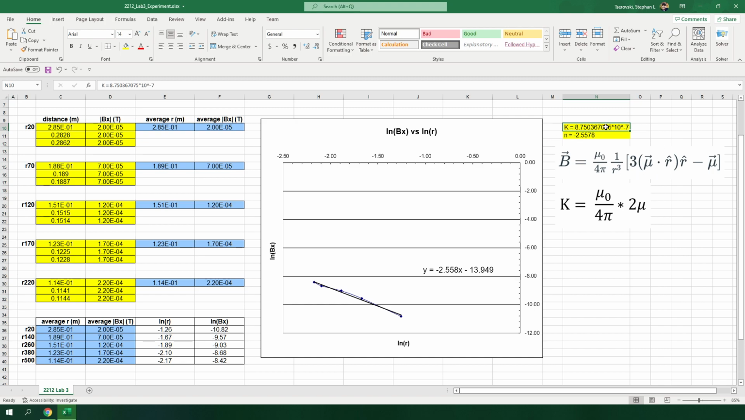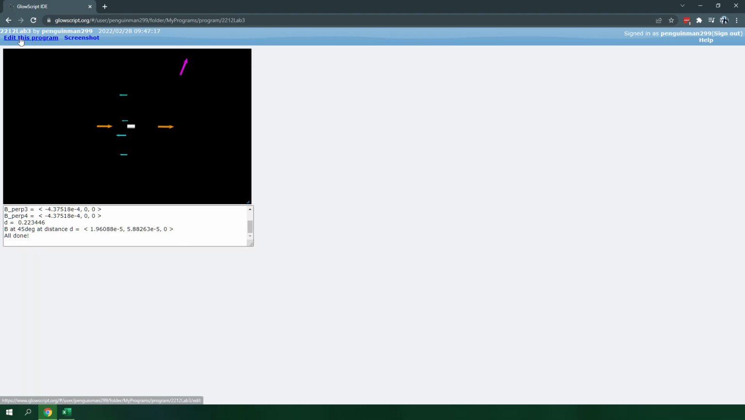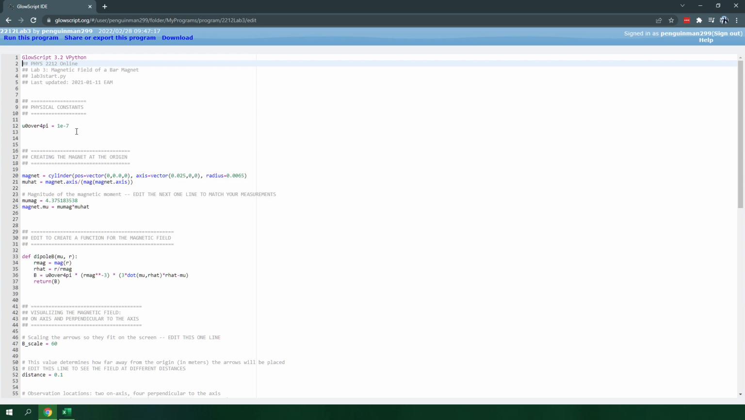And as you can already see from this equation, right here, we can solve for the value of mu. All we need is this constant and 2. Just divide by both of those, and we have the value of mu. And if we go to my code, you can see that I have done that right here. And the value comes out to be this 4.375.